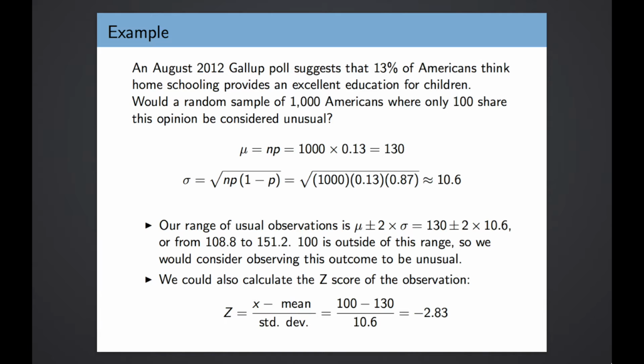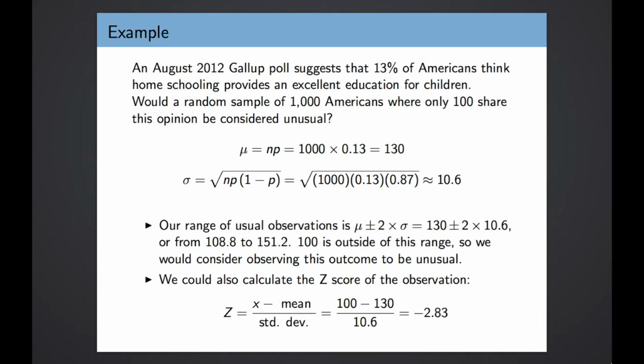So this is sort of the range of observations we would not be surprised to find in a random sample of 1,000 people. 100 is lower than the lower bound of this range. So if we found that in our sample only 100 people had this view about homeschooling, that would be unusual.